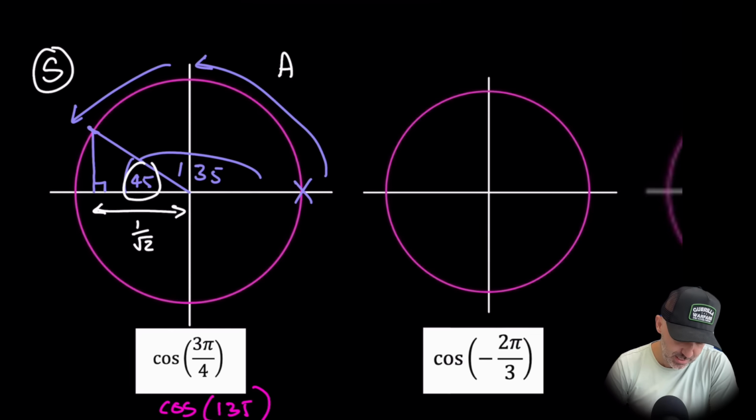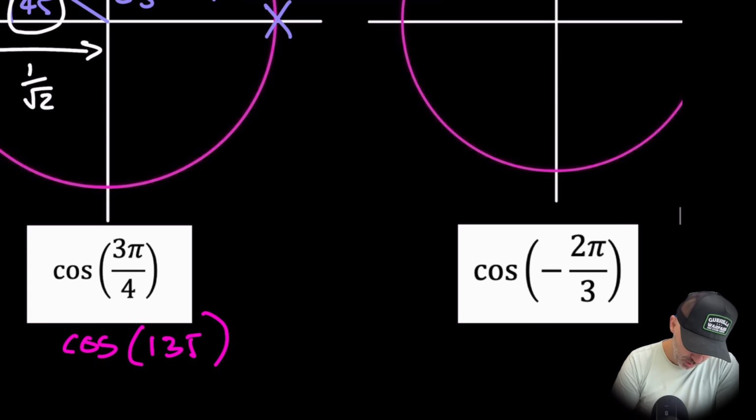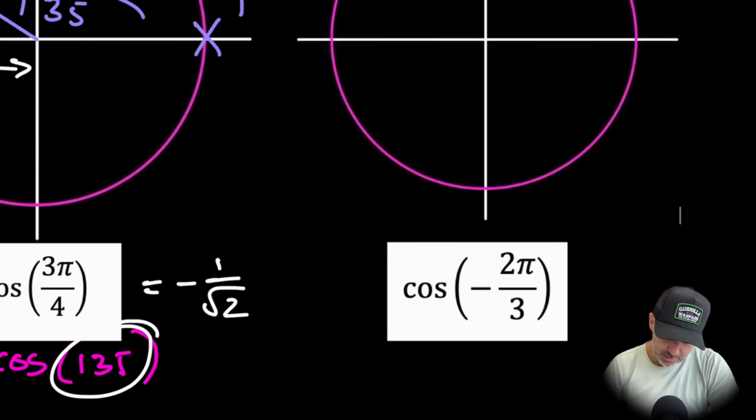So that value is negative 1 over root 2. So I'm just going to go up to here and write down the answer. The answer to this is negative 1 over root 2. And remember, that's the same as 135. Okay, let's try this again.